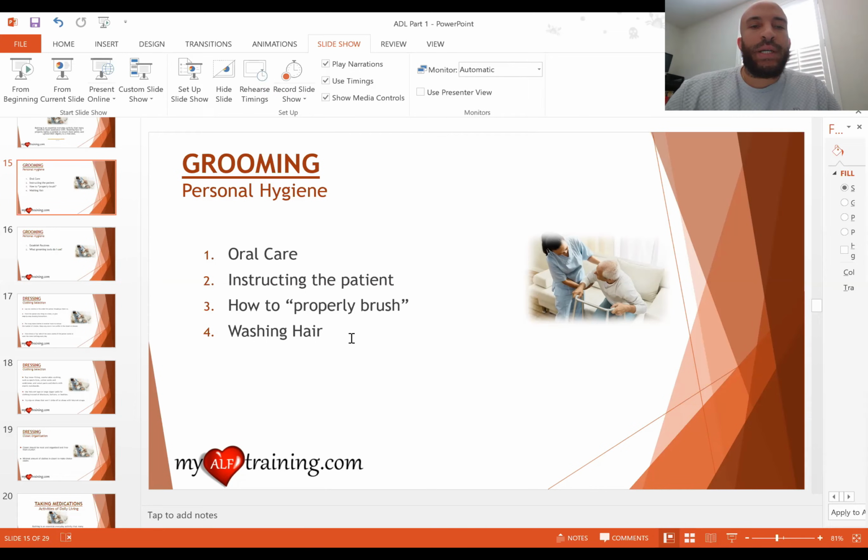If the patient is unable to stand and you're doing a sponge bath, you want to make sure that you massage it gently into their scalp, wash the hair, and then as we saw in the previous video for bathing, the young lady used a cup full of warm water to then rinse the soap out of the patient's hair.